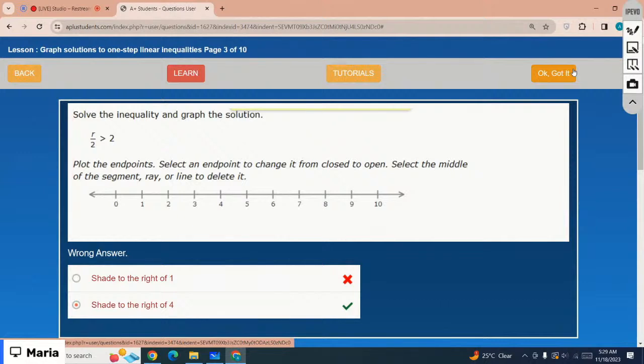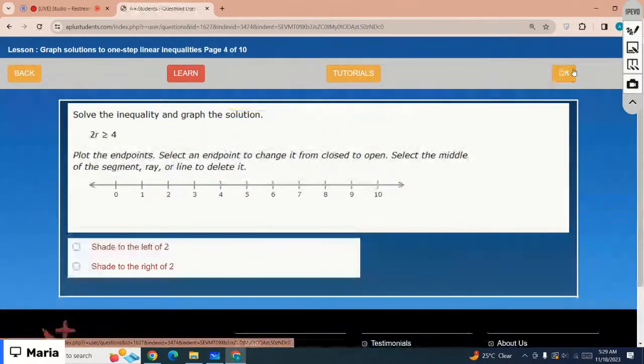Oh, that would be 2 times 2 is 4. So it would be shade to the right of 4. Sorry, this isn't the one. That would be shade to the right of 4.